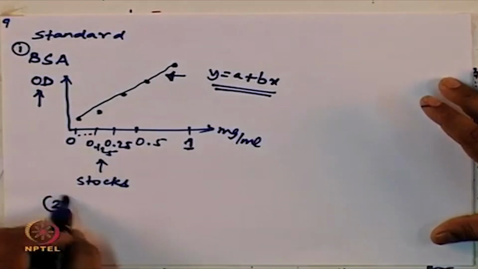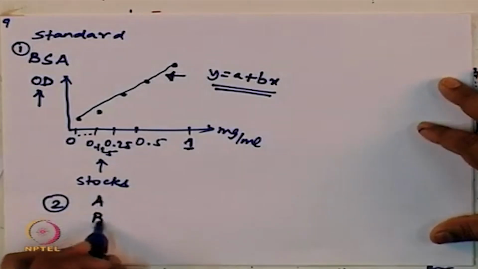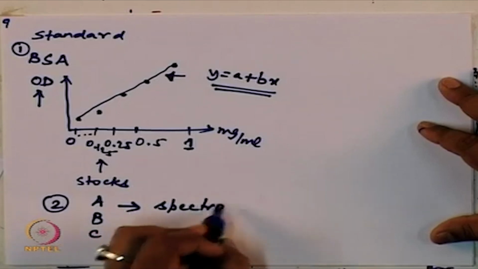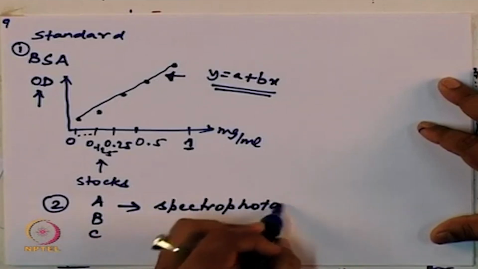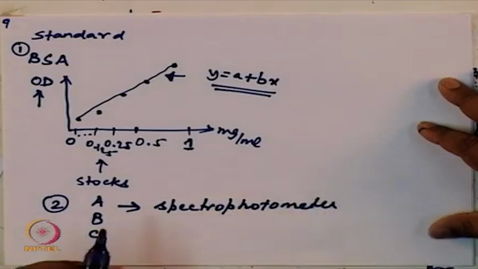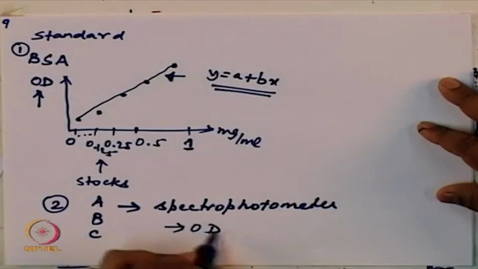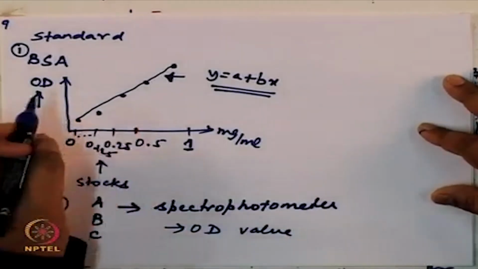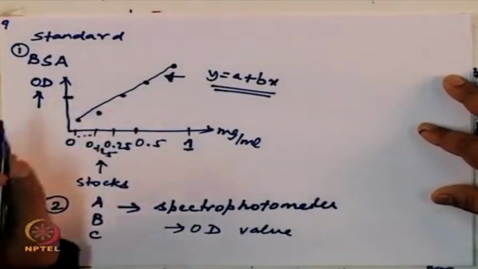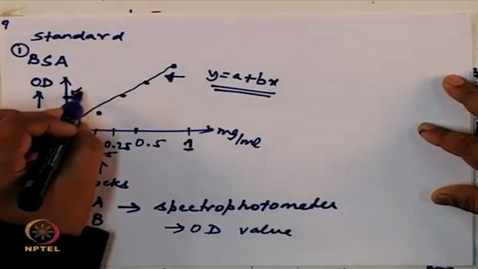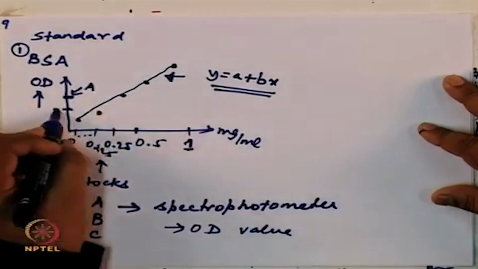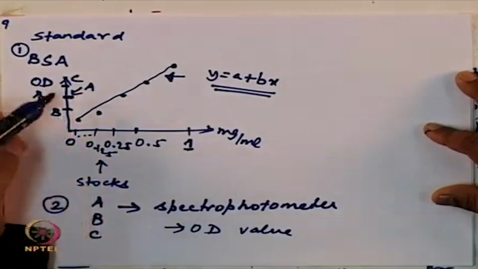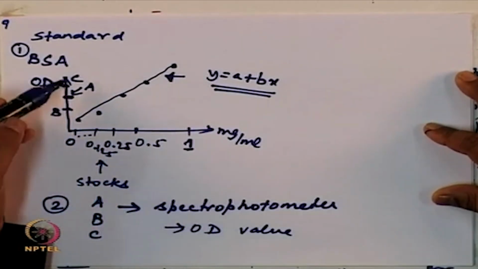In the next step, let us say you take your protein samples A, B, C, and you use the spectrophotometer to take the OD value. Okay. So, in the background of this, you have the Y value. Let us say this is for sample A, this is for sample B, and this is for sample C. Okay. These are your OD values corresponding to sample A, sample B, and sample C.